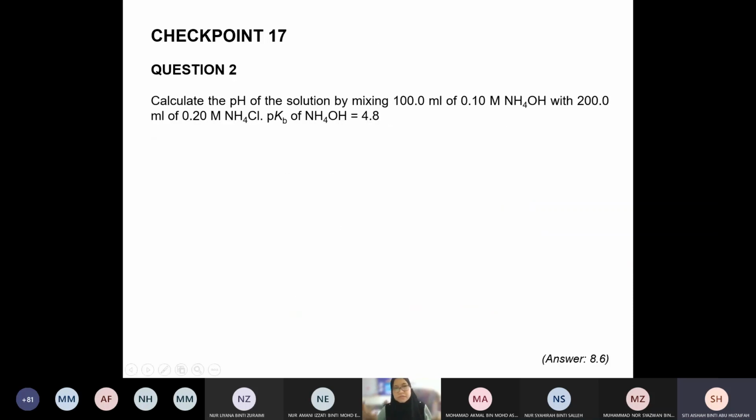Itu pun sama, lebih kurang sama. It's just that now you are given the base. You diberi base. Okay, you diberi 0. Let me just check.